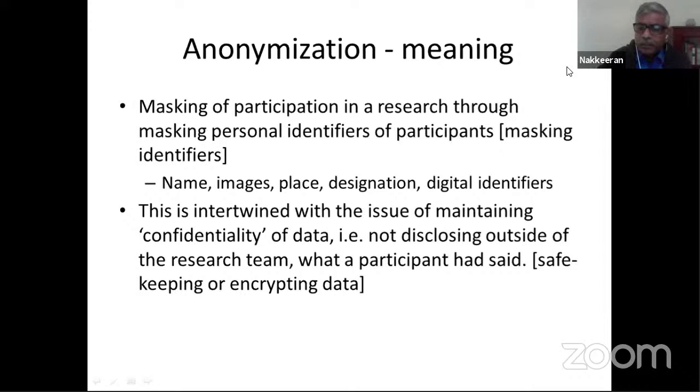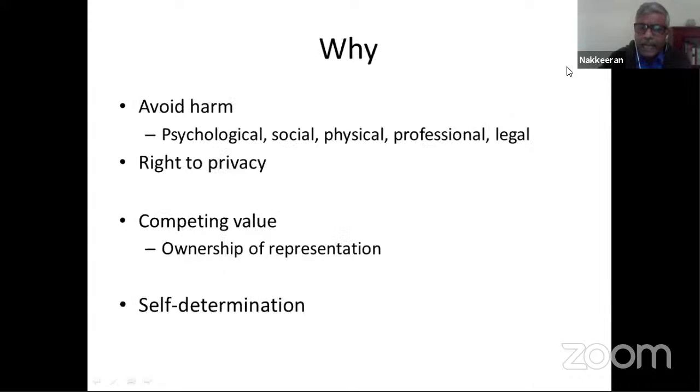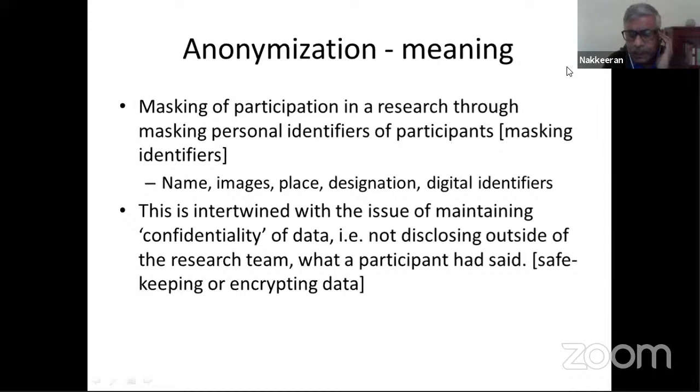So these two terms are also very strongly interrelated to the process of taking informed consent.